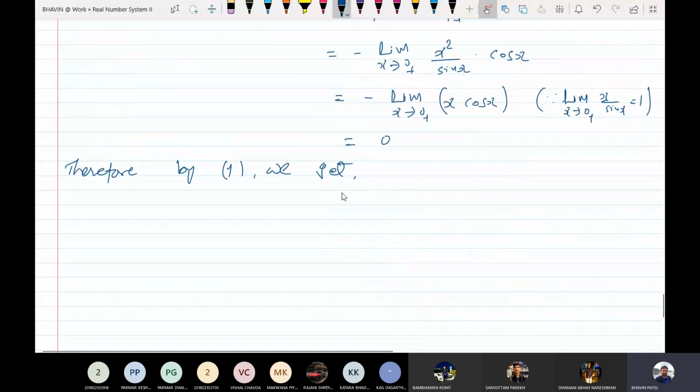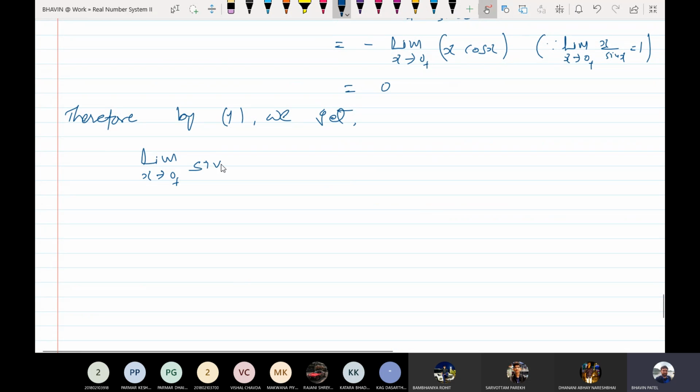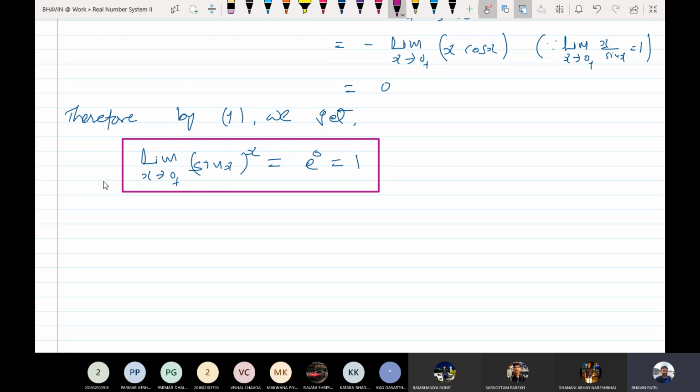So by 1, limit x tends to 0 plus sine x raised to x is equal to e raised to 0, that is 1. Okay, clear? Do you understand? Yes, sir.